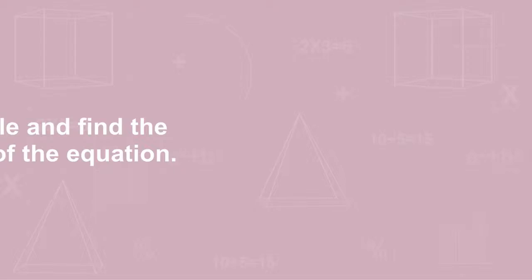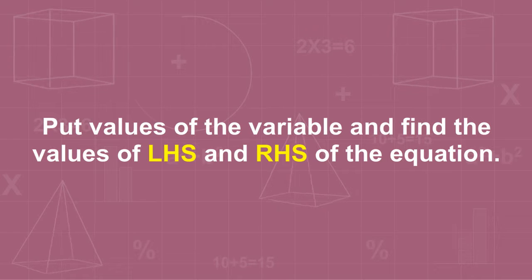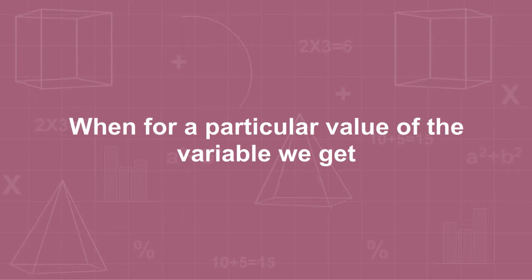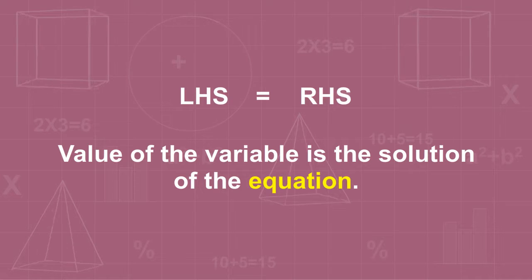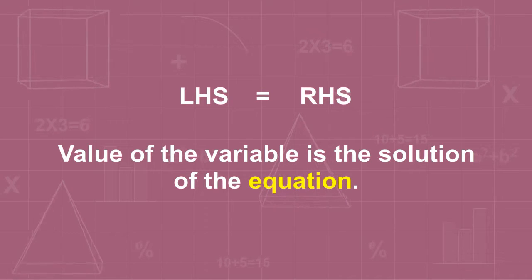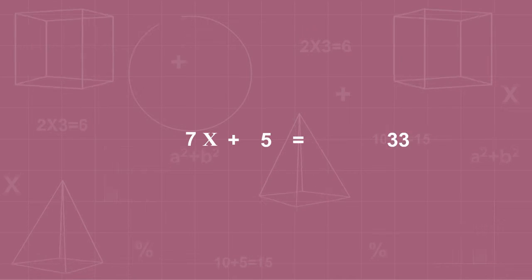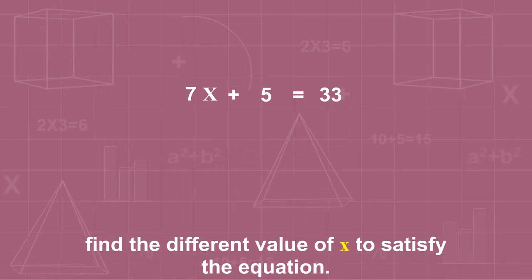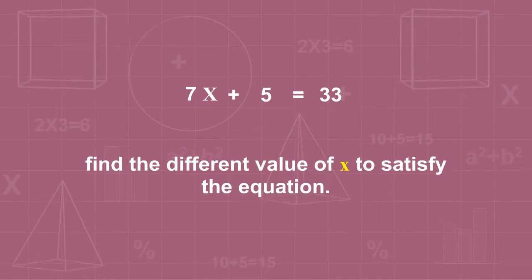Take an equation, put some values of the variable and find the values of LHS and RHS of the equation. When for a particular value of the variable we get LHS equal to RHS, then that value of the variable is the solution of the equation. Let's take an example: 7x + 5 = 33. We will find the different values of x to satisfy the equation.